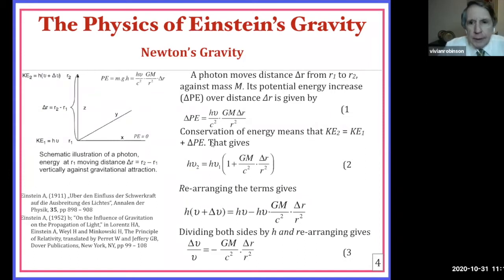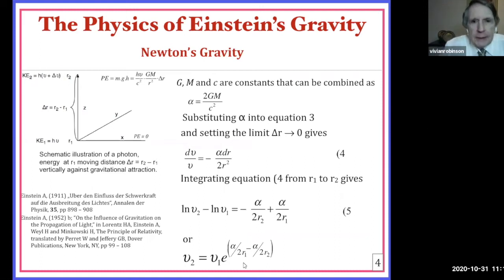Conservation of energy means that KE2 equals KE1 plus delta PE. That gives h nu 2 equals h nu 1 times 1 plus GM over c squared times delta r over r squared. Rearranging the terms gives h nu plus delta nu equals h nu minus GM over c squared times delta r over r squared. Dividing both sides by h and rearranging gives delta nu over nu equals minus GM over c squared delta r over r squared.